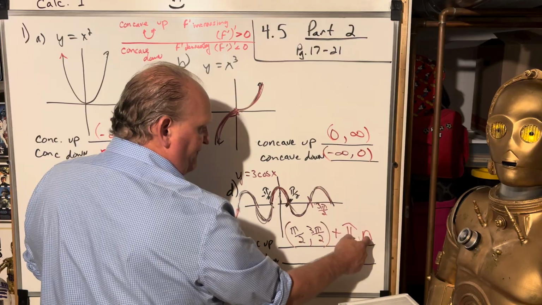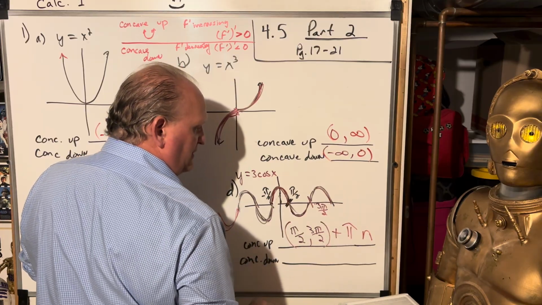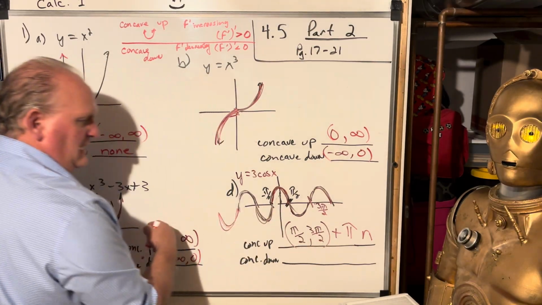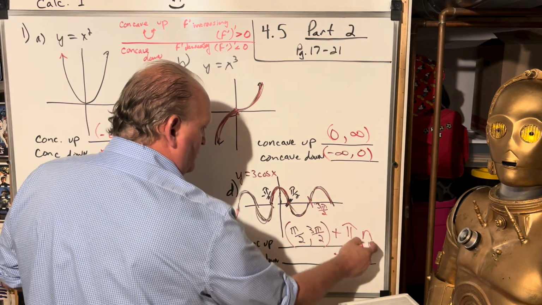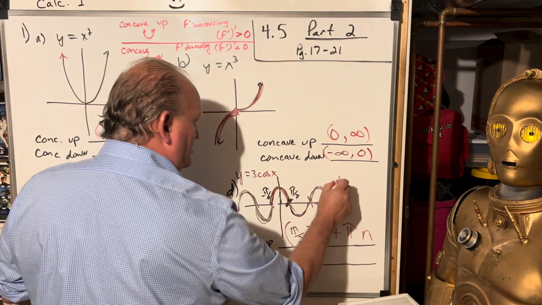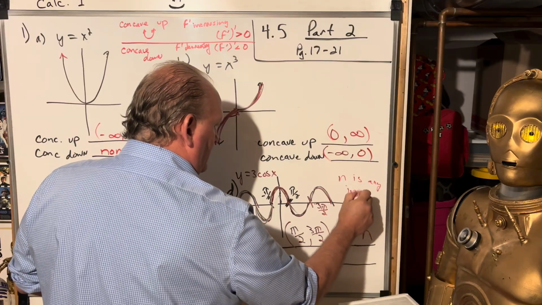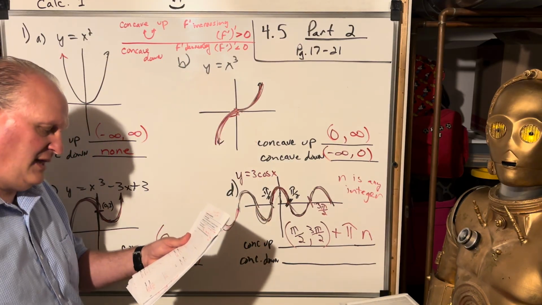So I could say 4 and then plus 4 pi, and that would be concave up on that interval. And so on and so forth. At -2, it would take it this way, but it would be continuous where n is any integer. It can't be a decimal number because then it would throw off the 180 degrees.